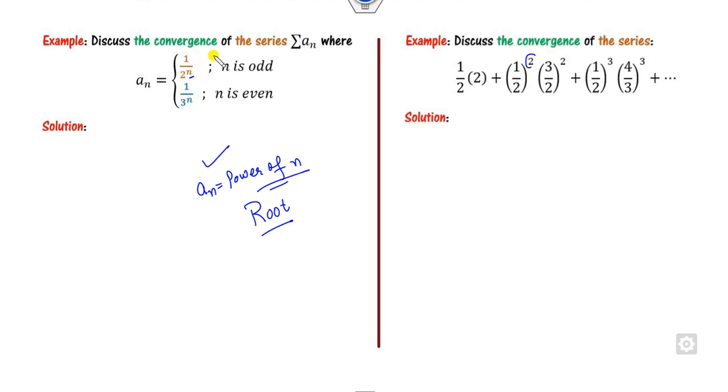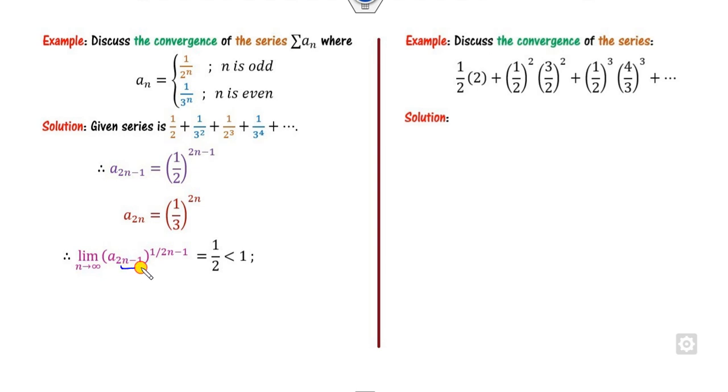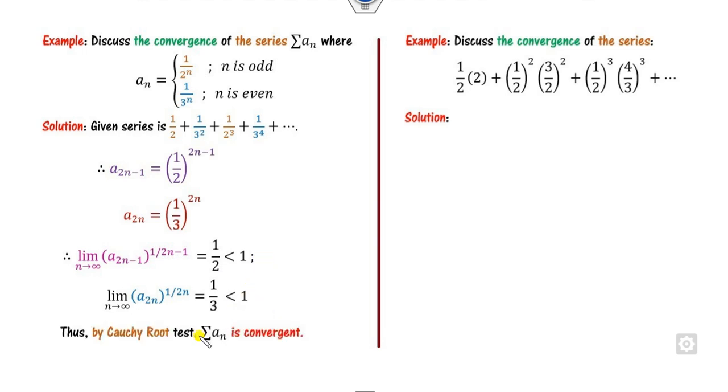Now the first question is to discuss the convergence of the series. The terms differ when n is odd and even. When n is odd, I can write it as 2n minus 1. We can compute the limit, and because it is 1 upon 2n minus 1, it is less than 1, so it is convergent. Similarly for the even case, we take 2n. In both cases the limits are less than 1, so by the Cauchy root test the series is convergent.